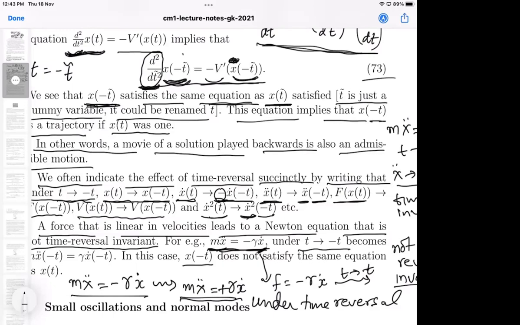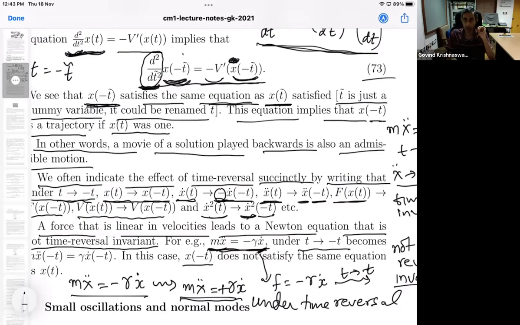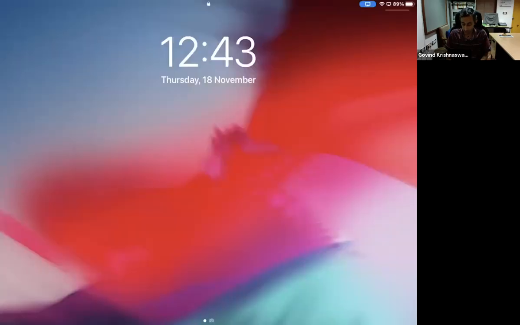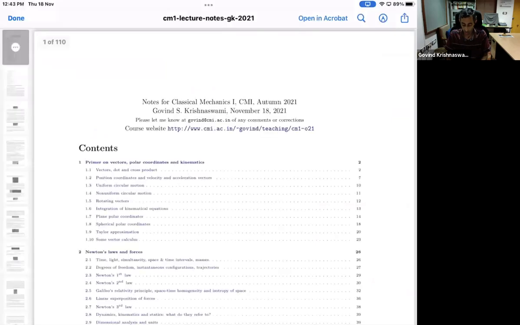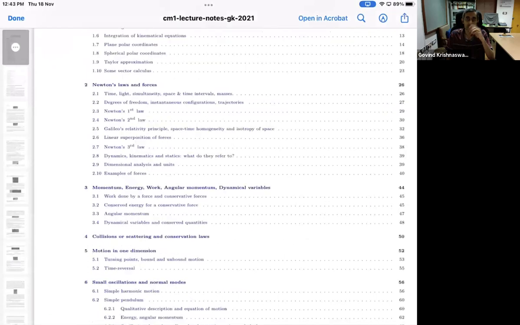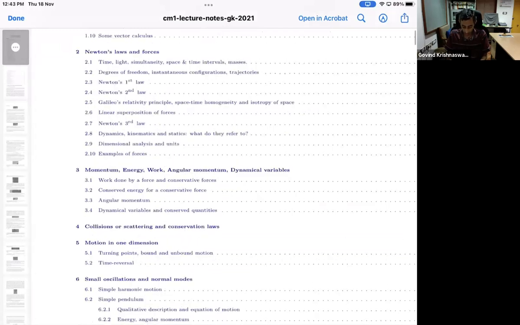I think I'm not fully clear on what precisely we mean by a solution to Newton's equation. What we mean by a solution to Newton's equation is a function x of t whose second derivative multiplied by mass is equal to the force at the location. That is what we mean by a solution to Newton's equation.